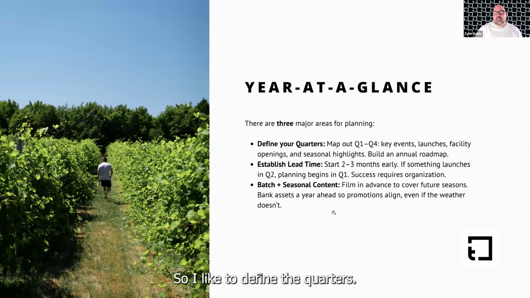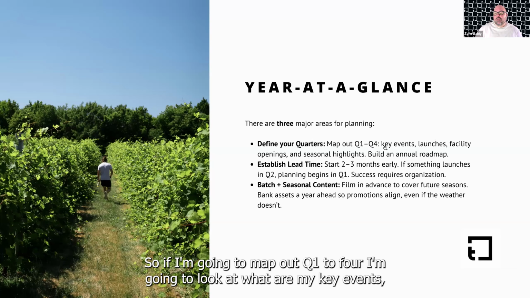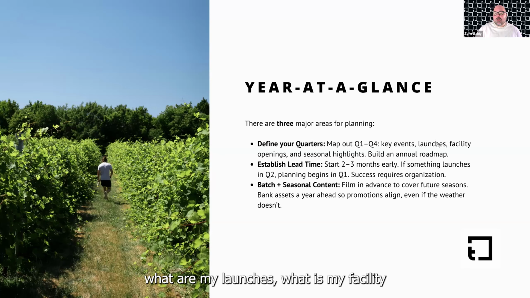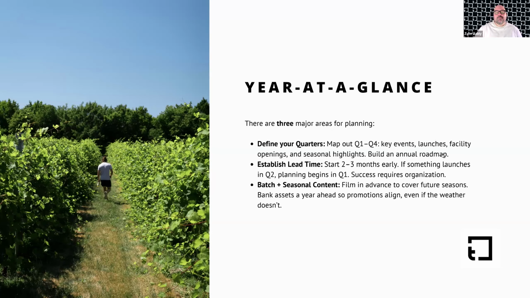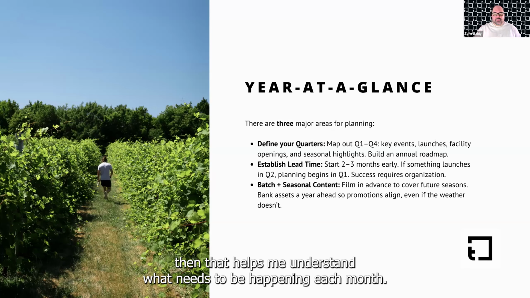So I would like to define the quarters. If I'm going to map out Q1 to 4, I'm going to look at what are my key events? What are my launches? When are my facility openings and closings? And what are my seasonal highlights? If I can understand what's happening for me in an entire year with an organization, then that helps me understand what needs to be happening each month.